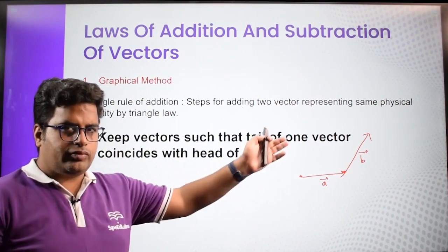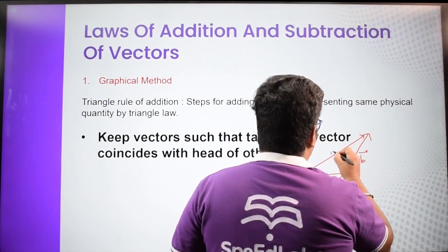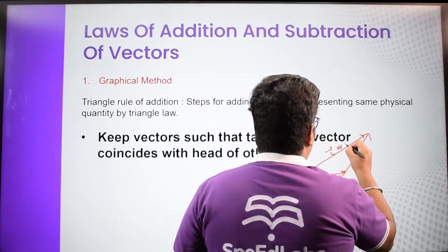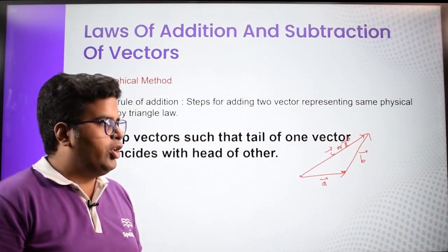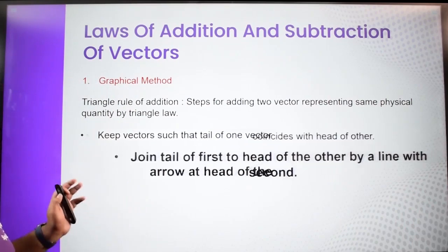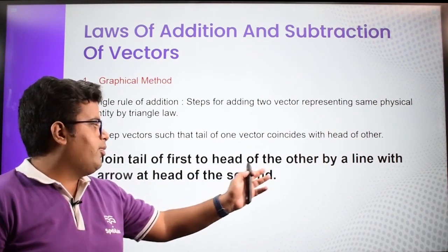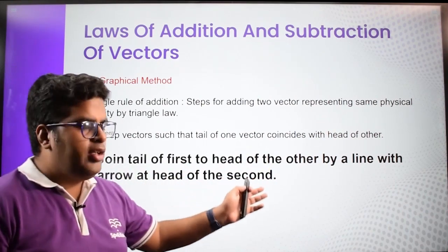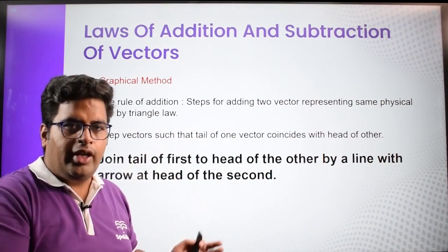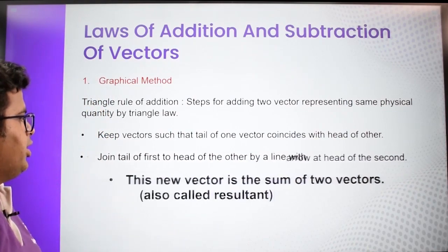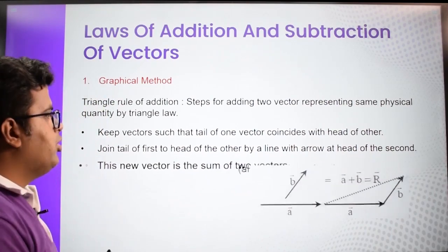So basically you will have a resultant joining tail to tail and head to head. That is going to be a C vector, or you can take it as the resultant vector. Let's say that will be your R vector. So this is basically your triangle law. The first point was to join the vectors head to tail. The second point was to join the tail of the first to the head of the other by a line with an arrow at the head of the second. Means you take the resultant as tail joined with tail and head joined with head, and that is going to be the resultant vector. The new vector is going to be the sum of the two vectors, the resultant vector. So that's the diagram.